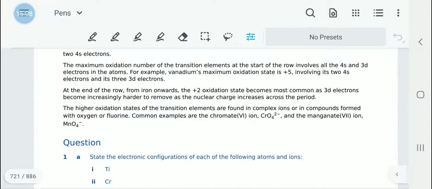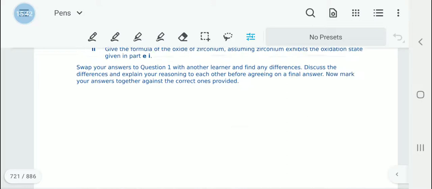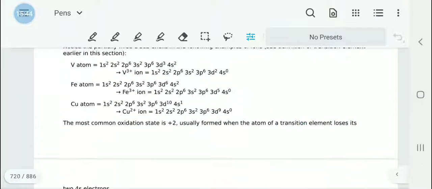Then in complex ions or compounds formed with oxygen or fluorine, we can see higher oxidation states in the transition elements. Now, when you take the chromate 6 ion CrO4 2 minus and the manganate 7 ion MnO4 minus, you can see that manganese would have a 7 plus charge, and chromate 6 would have a 6 charge. They are complex ions or compounds that are being formed. I hope you understood. You should go to question number 1, but before that, write down this note.